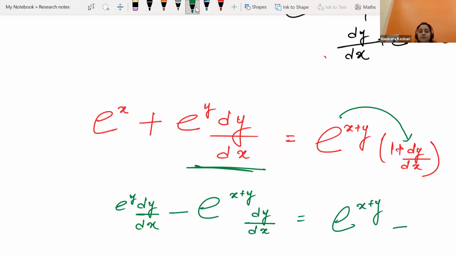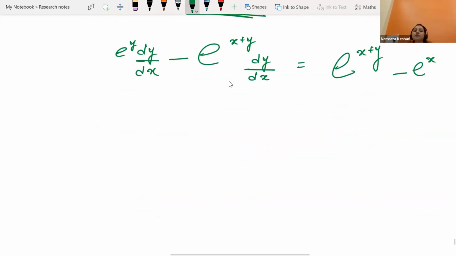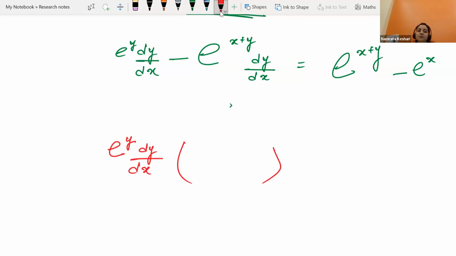E to the power x. Okay. Now we will be able to take out the common factor. Now the question is, what is the common factor over here, Fatima? E to the power y, into dy by dx. Yes. What is the remaining? Minus e to the power x into dy. Right?